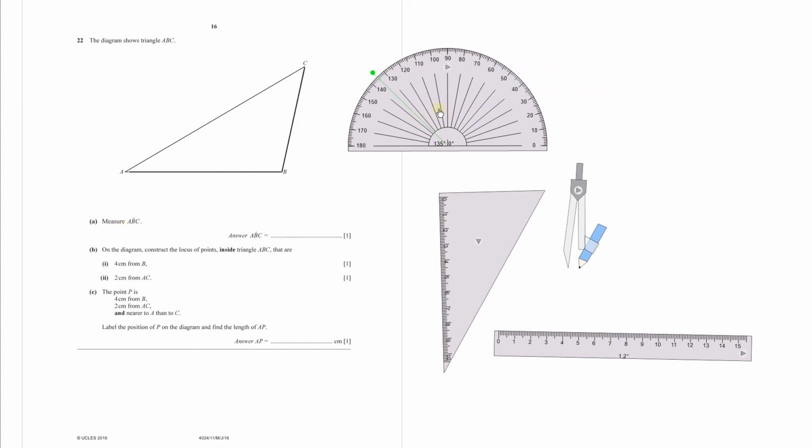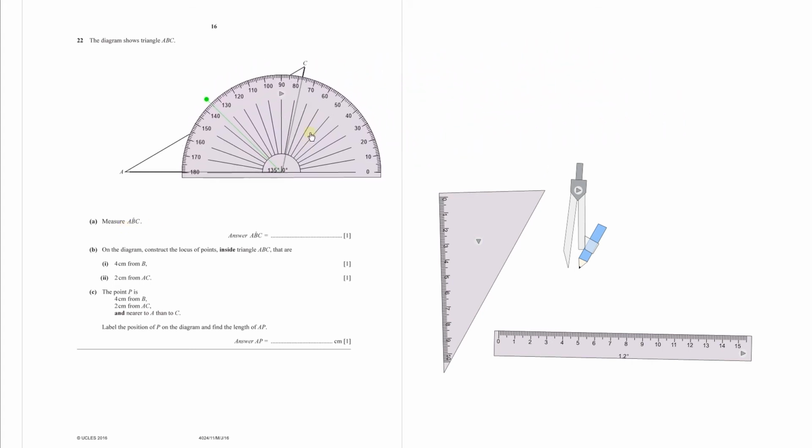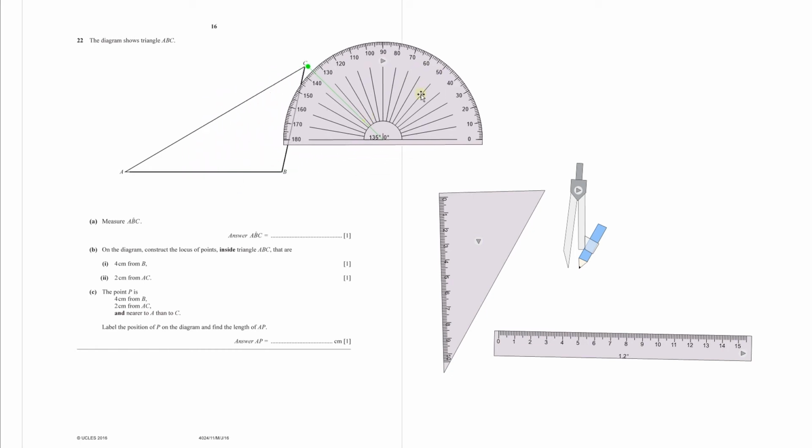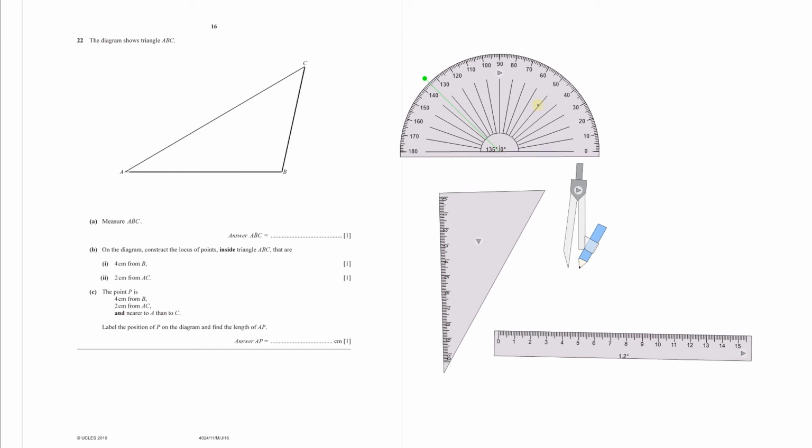So I'll just use my protractor here and place it on vertex B, right about here. Since I'm starting from this side, my 0 is here instead of 180. And then 90 here, then 100, then 101, and then 102. So it's the second small line here that is overlapping my line BC. So my angle would be 102 degrees.